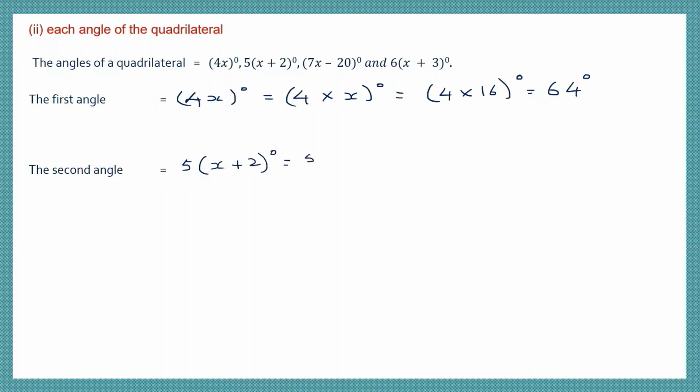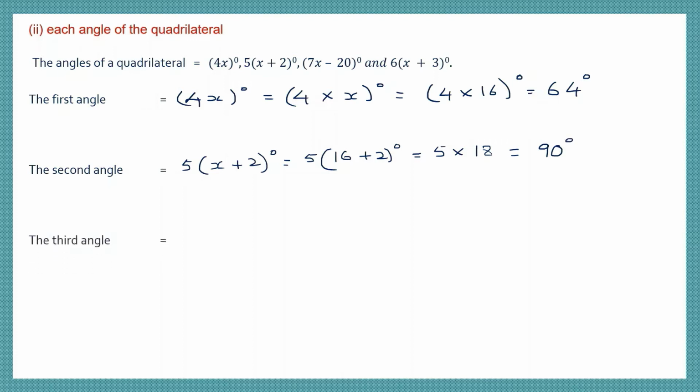So 5 into x, we have found x to be 16. 16 plus 2 degrees. So that is 5 into... if there is no sign before the bracket, it's understood to be multiplication. 5 into 18, so 18 5s will be 90 degrees. So that is 90 degrees.